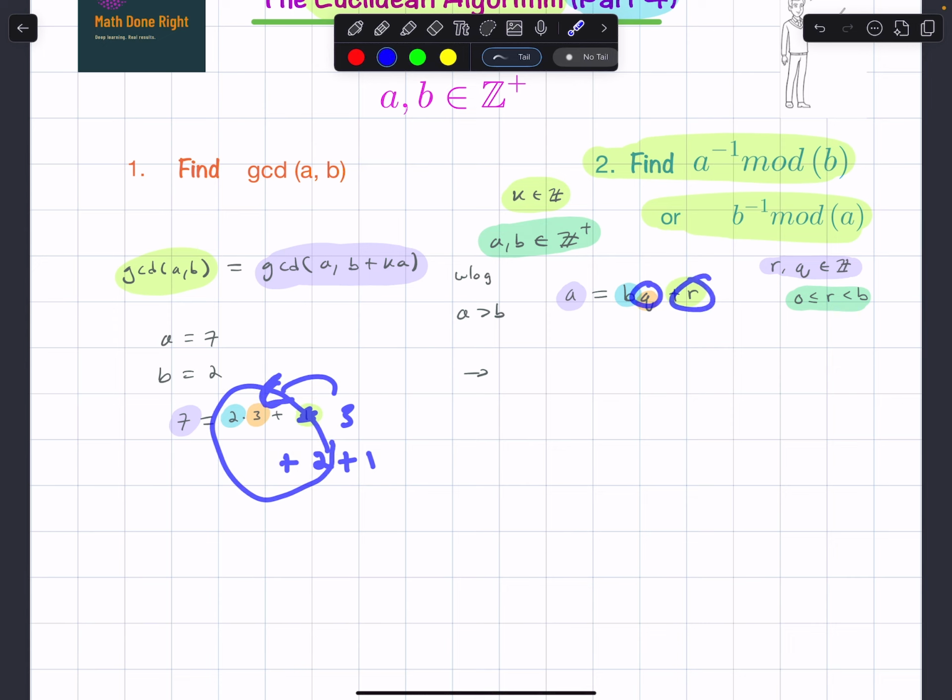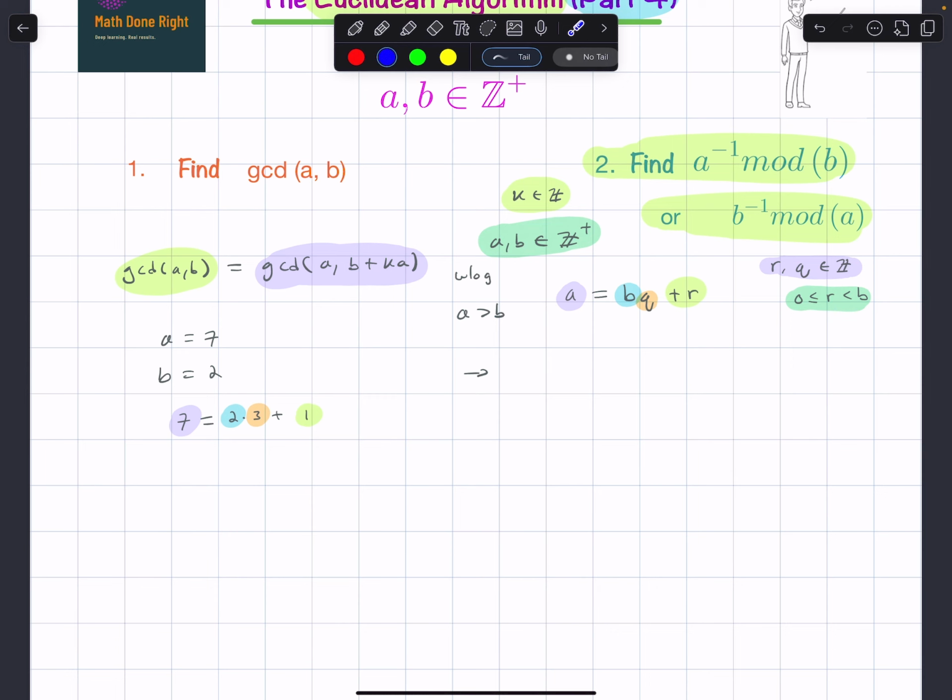If the remainder was bigger than b, the divisor, so this is actually a division statement. We're dividing a by b with remainder. If the remainder was bigger than the divisor, then you would just increase the quotient, right? So the remainder is always in here. And this is the crucial thing.